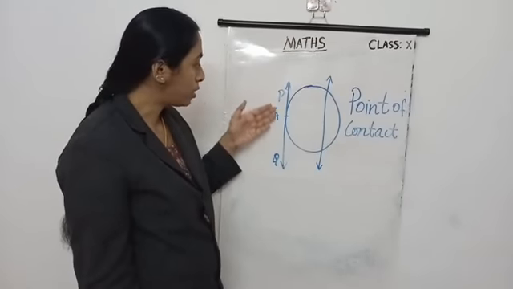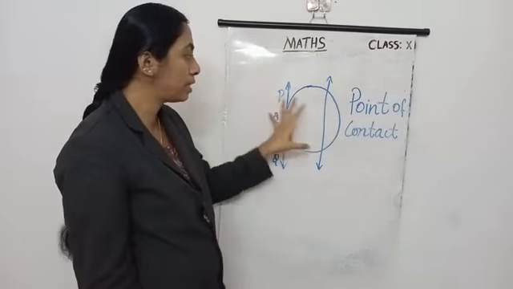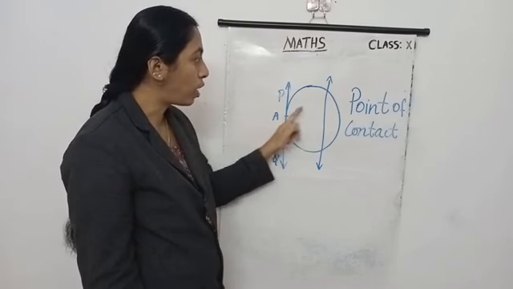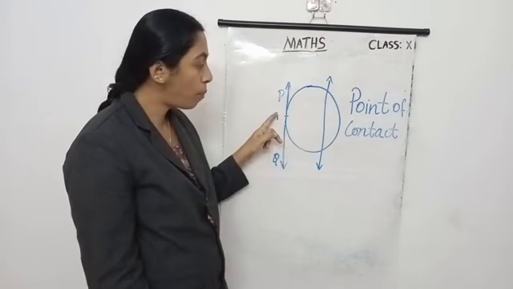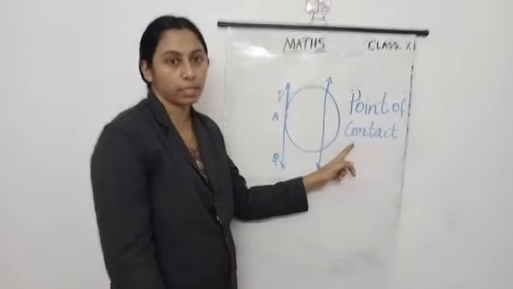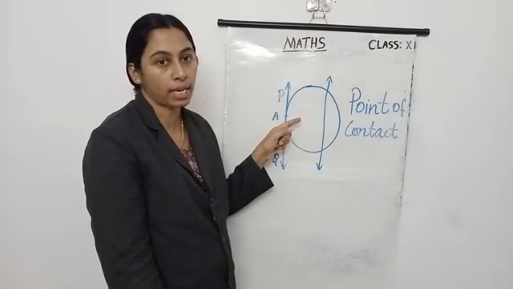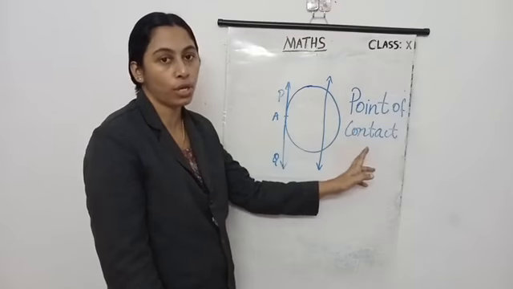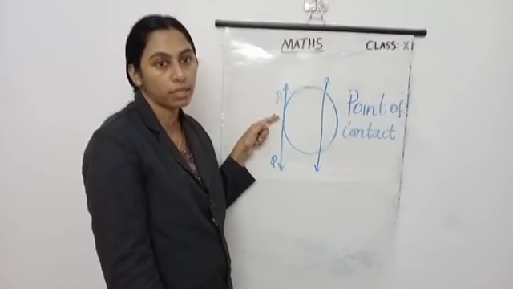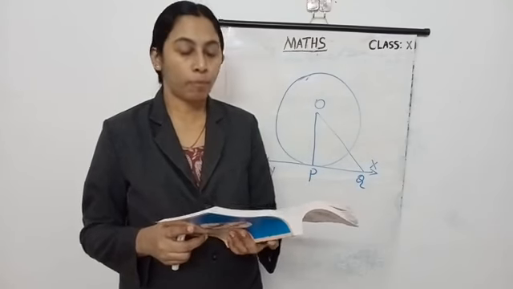This point is the common point for the tangent and the circle. So this line is the tangent of the circle. This point is called the point of contact. The common point of the line and the circle is known as the point of contact, and the tangent is said to touch the circle at the point of contact. Understood? Now take page 208, bottom portion of the page, theorem 10.1.